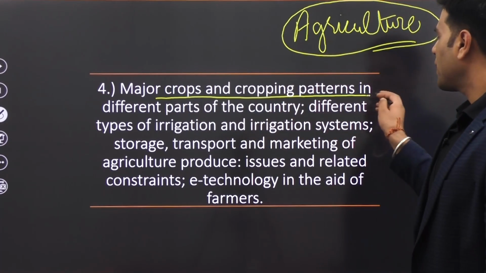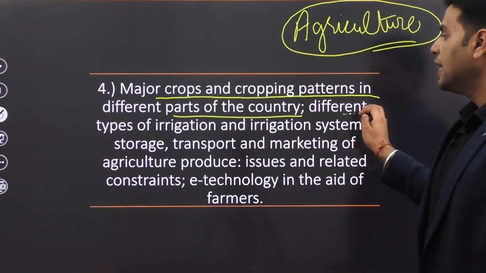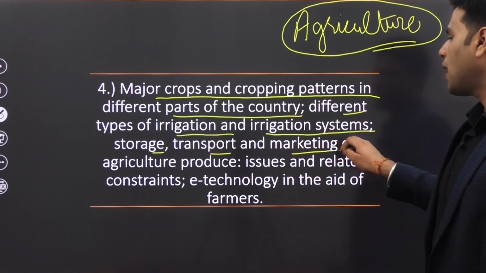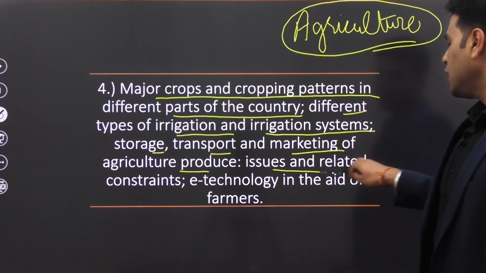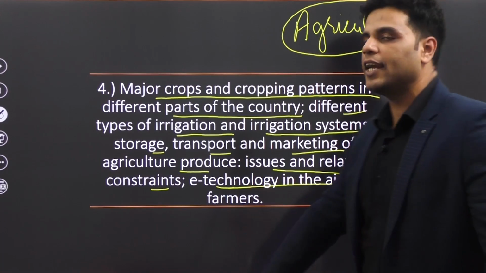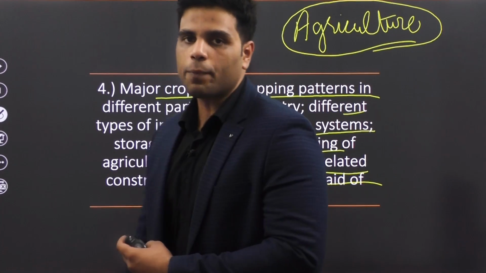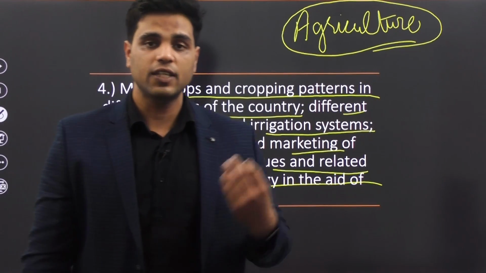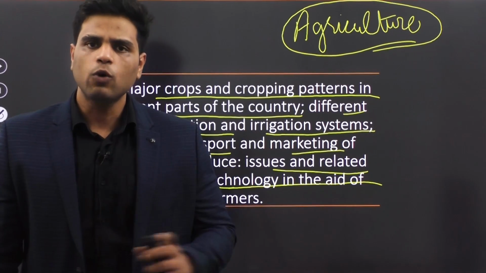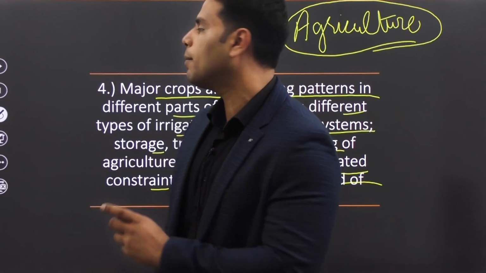Major crops and cropping patterns in different parts of the country, different types of irrigation and irrigation systems, storage, transport, marketing of agricultural produce, issues and related constraints, e-technology in the aid of farmers. So these are the topics which we shall cover through 5 questions. So without further delay, let's start with question number 1.